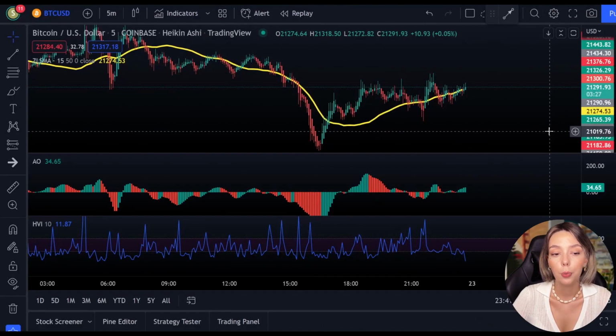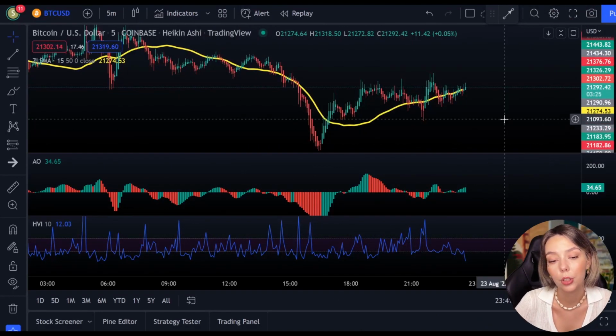Okay, traders, I hope you have understood the rules for this strategy. Now let's do our backtesting.